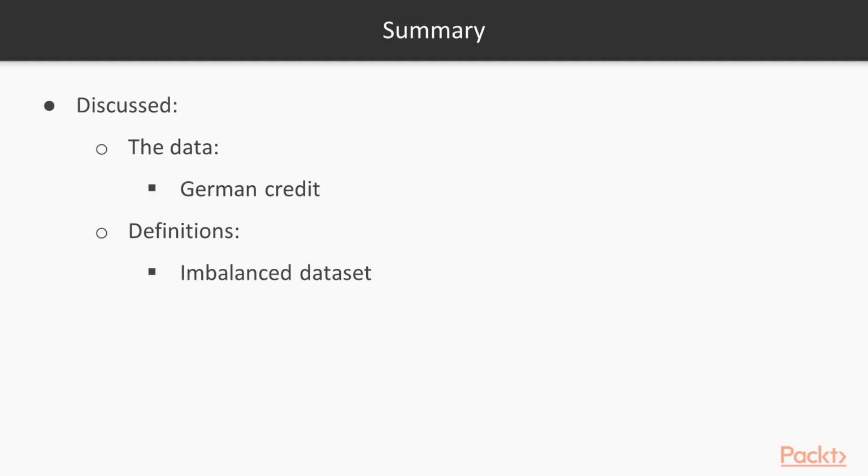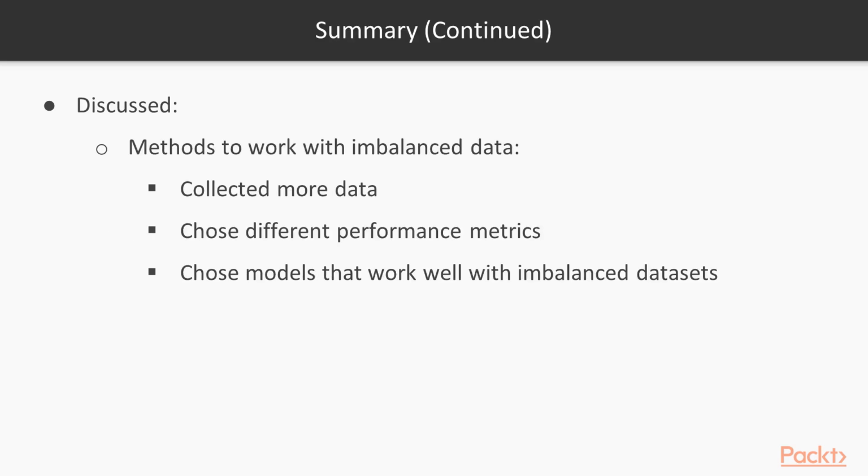So to summarize, in this video, we have gone over the German credit data set. We've looked at an imbalanced data set and how to deal with that imbalance. And the methods that we have discussed on how to deal with the imbalanced data set is to collect more data, choose different performance metrics, or choose models that work well with imbalanced data sets.